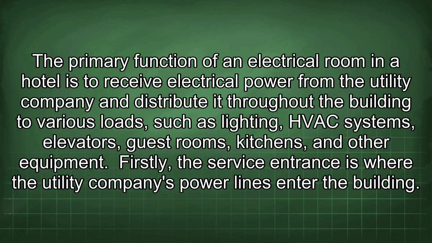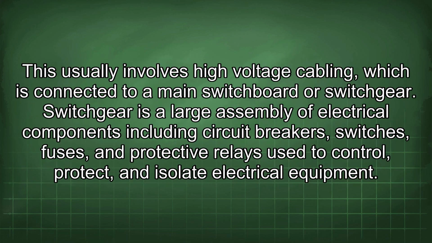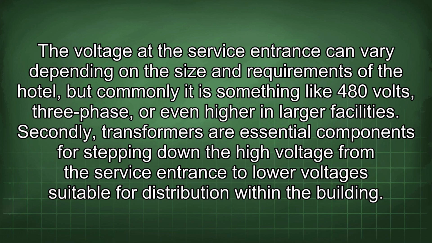Firstly, the service entrance is where the utility company's power lines enter the building. This usually involves high-voltage cabling which is connected to a main switchboard or switchgear. Switchgear is a large assembly of electrical components including circuit breakers, switches, fuses, and protective relays used to control, protect, and isolate electrical equipment. The voltage at the service entrance can vary depending on the size and requirements of the hotel, but commonly it is something like 480 volts, 3-phase, or even higher in larger facilities.